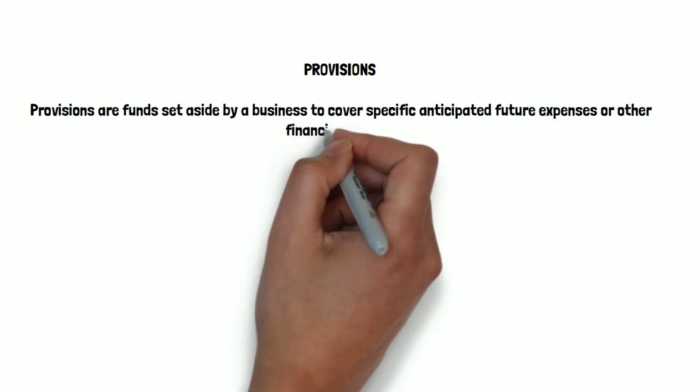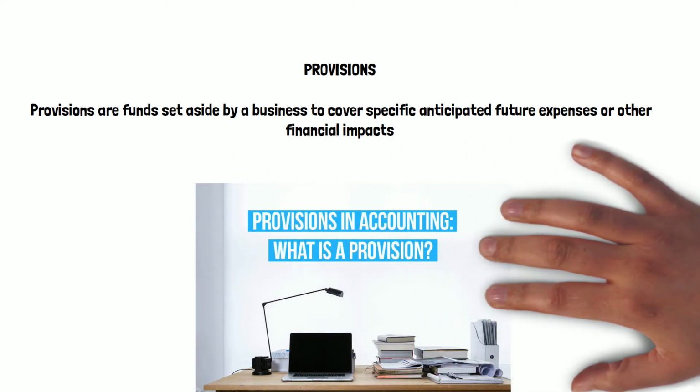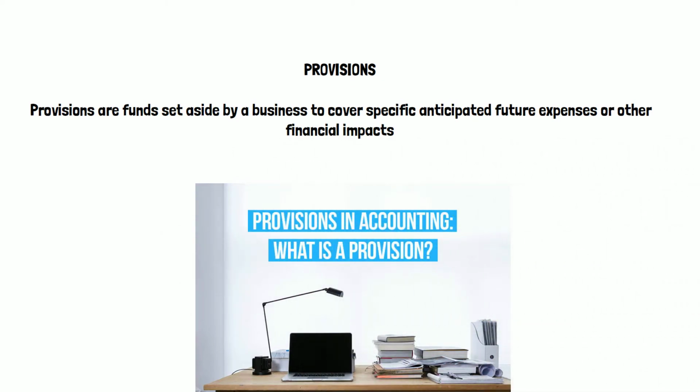We also use the term provisions. This term is actually used to keep some future estimation. Or we can say that provisions are funds set aside by a business to cover specific anticipated future expenses or other financial impacts. For example, future estimated loss in inventory or in accounts receivable. The term provisions in accounting is the same as what we use in our normal life. We have covered almost all the basic terms so far.